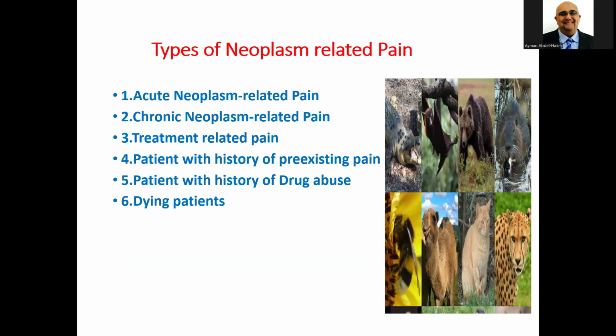Types of neoplasm-related pain. According to Dr. Foley, we have 6 types. We have acute neoplasm-related pain, chronic neoplasm-related pain, treatment-related pain, patients with a history of pre-existing pain, patients with a history of drug abuse, and dying patients.